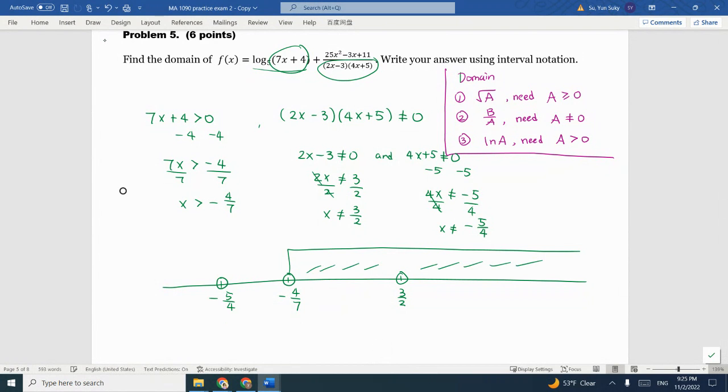Therefore, our answer: open, negative 4 over 7 to 3 over 2, open, union, open, 3 over 2 to infinity. So this is the interval notation. Okay, do you understand problem 5? If yes, please type 5 in your chat. Thank you.